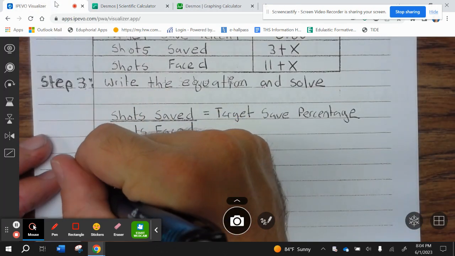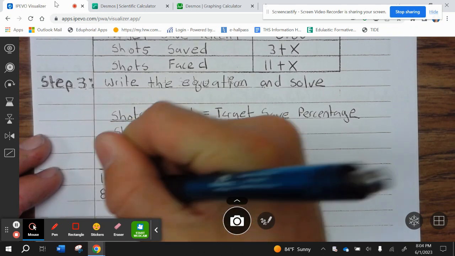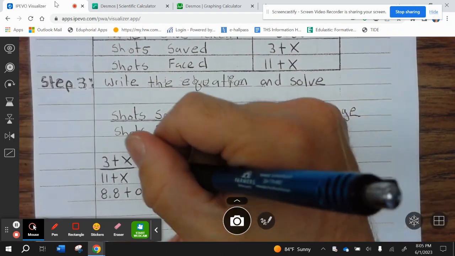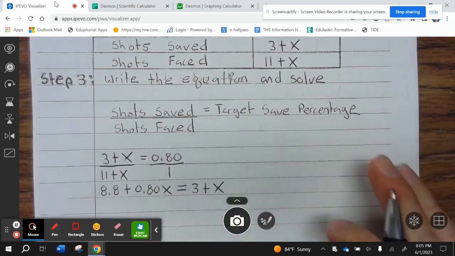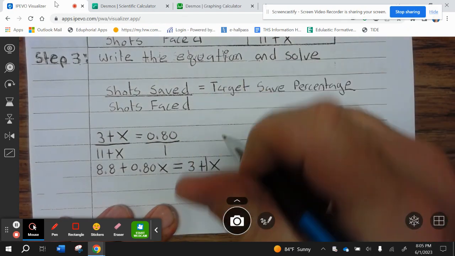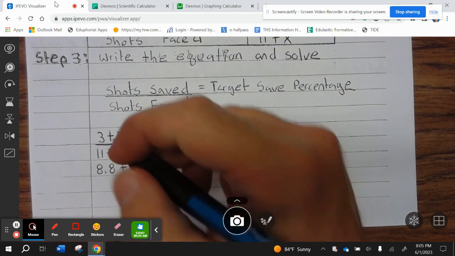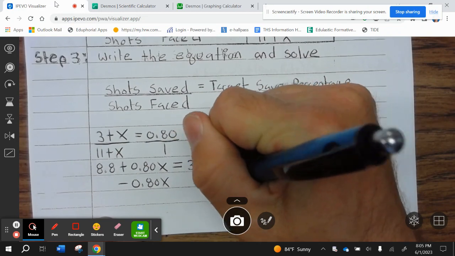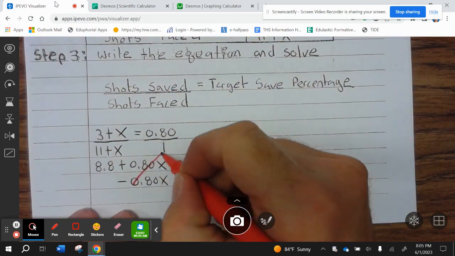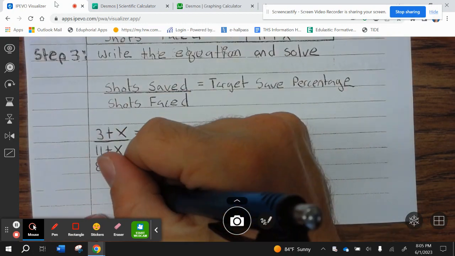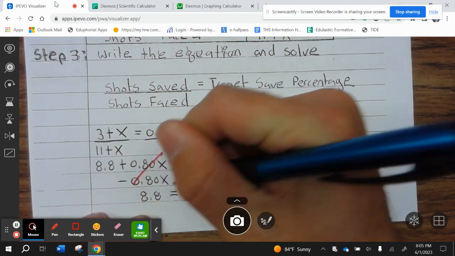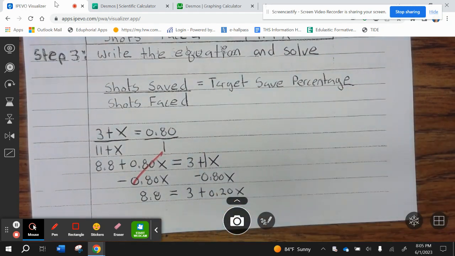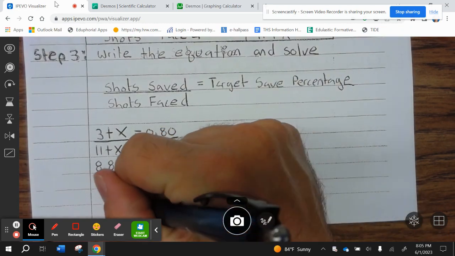So that's 8.8 plus 0.80x equals 1 times 3 plus x, which is 3 plus x. Whenever you have x's on both sides, you subtract the smaller x from the larger x. So we're going to subtract 0.80x from both sides. This cancels. You're left with 8.8 equals 3 plus 0.20x. You're going to subtract 3 from both sides.